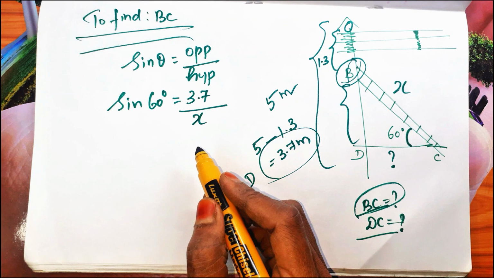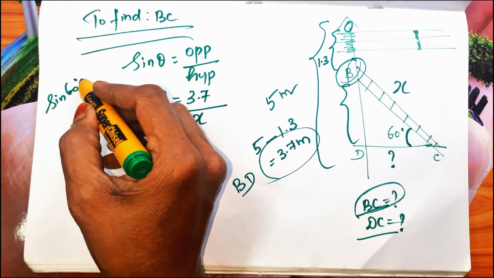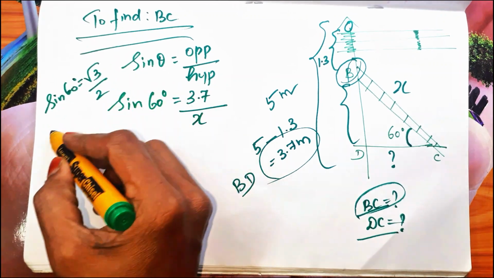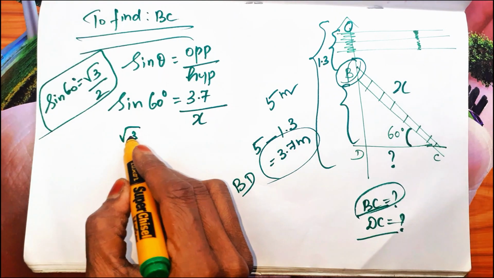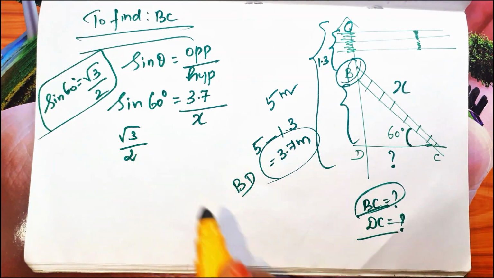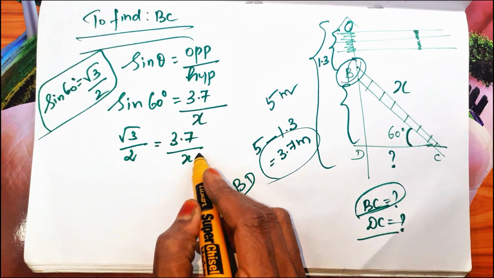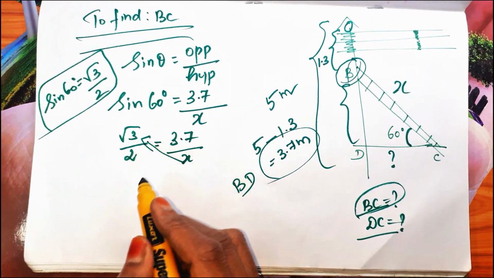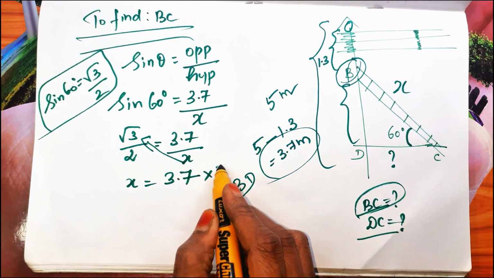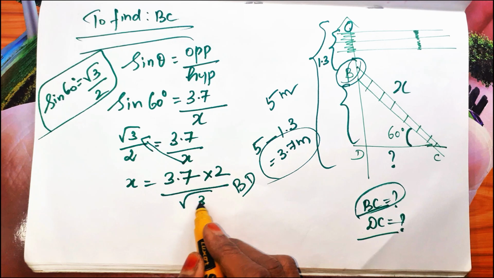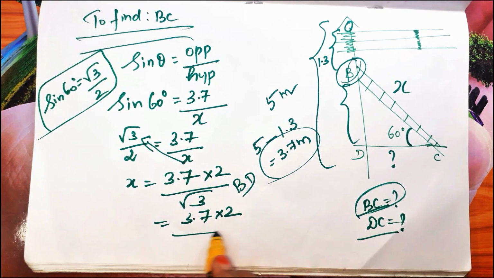What is the sine 60 value? Sine 60 is equal to root 3 by 2. So root 3 by 2 equals 3.7 by x. Take this x to the other side. So x is equal to 3.7 into 2 by root 3.